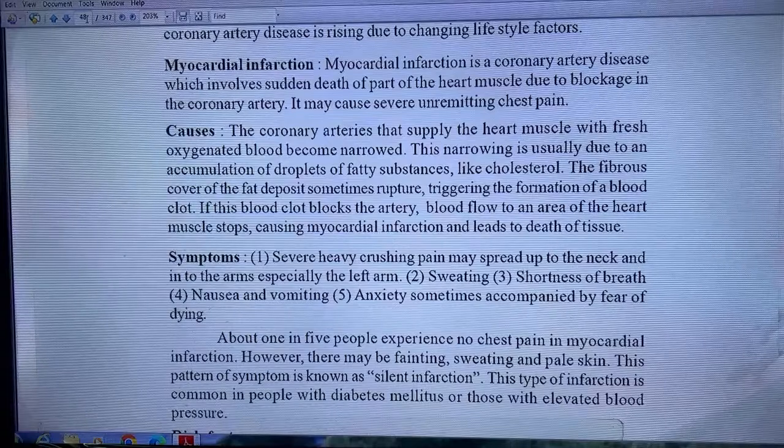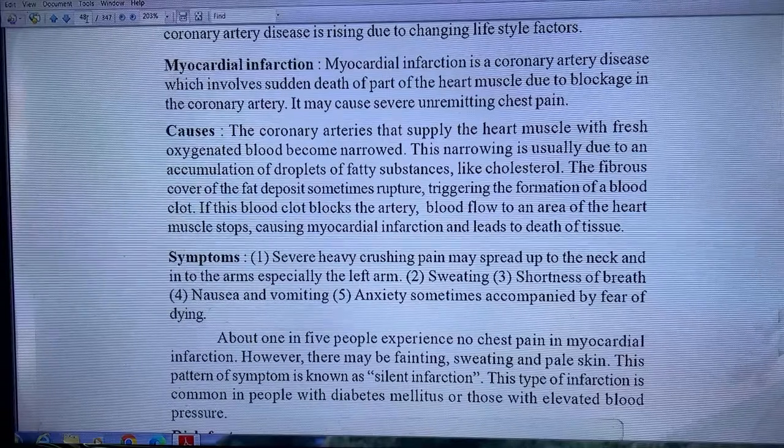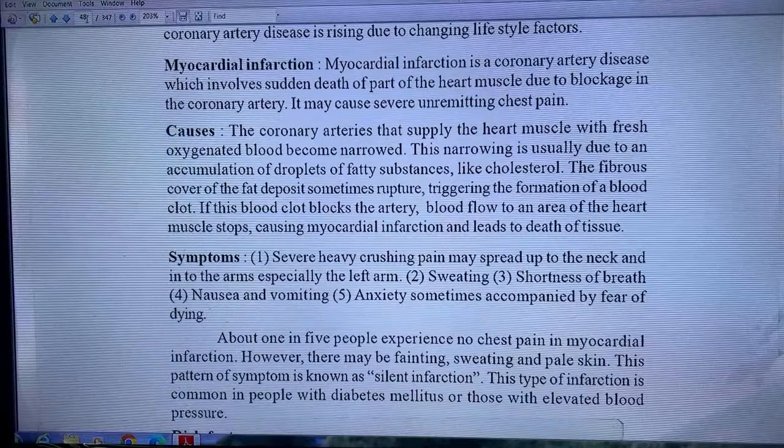Symptoms. Severe heavy crushing pain may spread up to the neck and into the arms, especially the left arm, with sweating, shortness of breath, nausea, vomiting, and anxiety, sometimes accompanied by fear of dying.